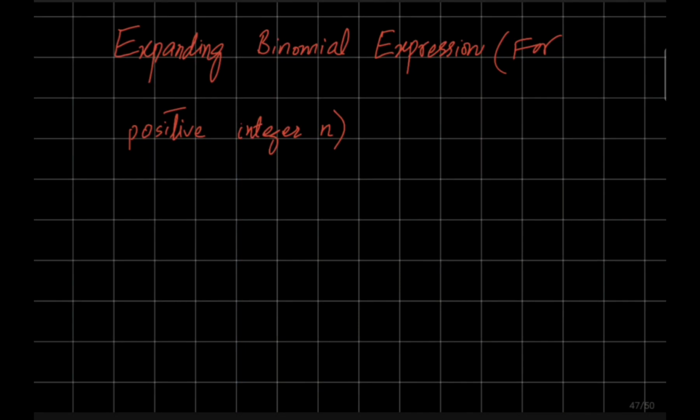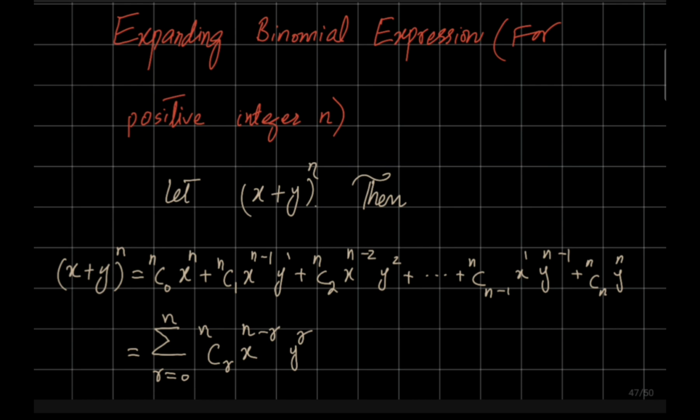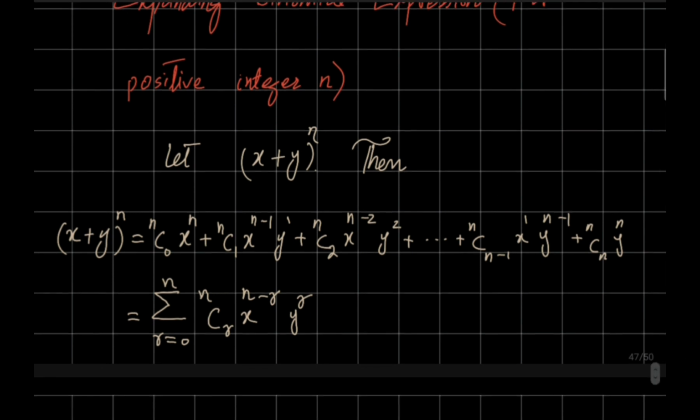In this video, we will expand some binomial expressions of the form (x + y)^n. So we assume (x + y)^n, then its expansion using the binomial formula is given by (x + y)^n = nC0 x^n + nC1 x^(n-1) y^1 + and so on, up to nCn y^n. So we have proved it earlier.